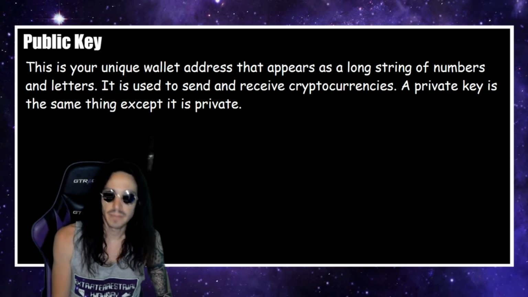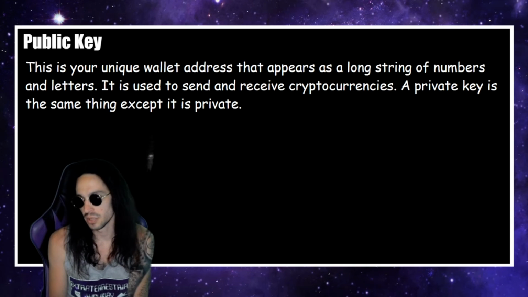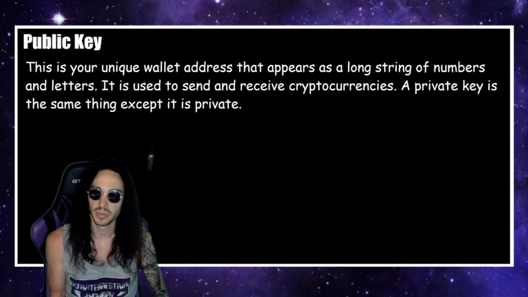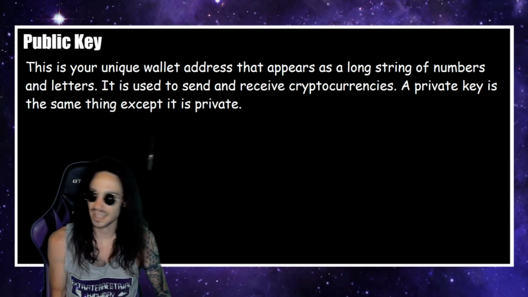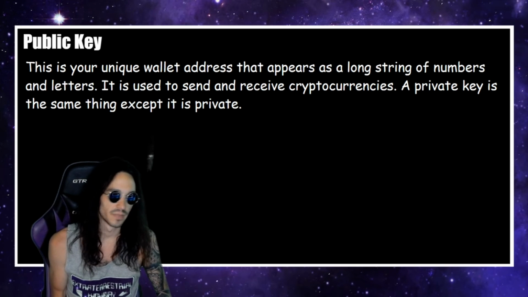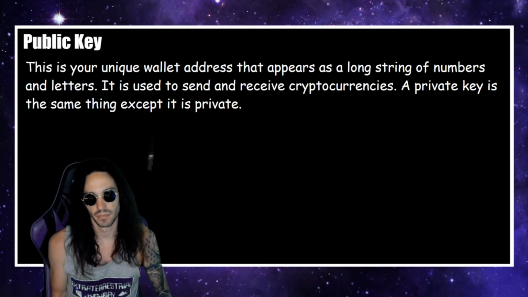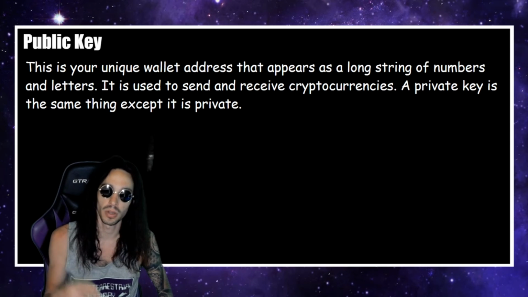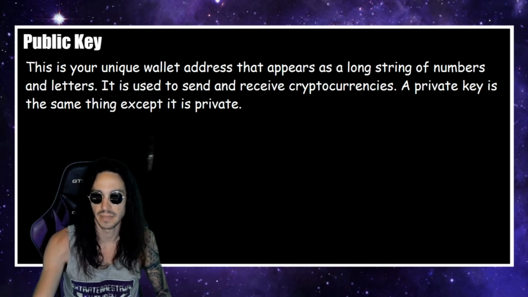A public key is your unique wallet address that appears as a long string of numbers and letters and is used to send and receive crypto. A private key is the same thing except that it's private. So when you make your MetaMask wallet, your wallet address is your public key.